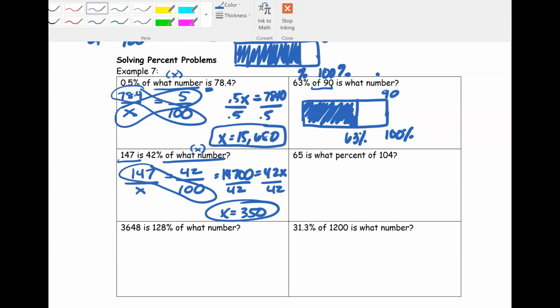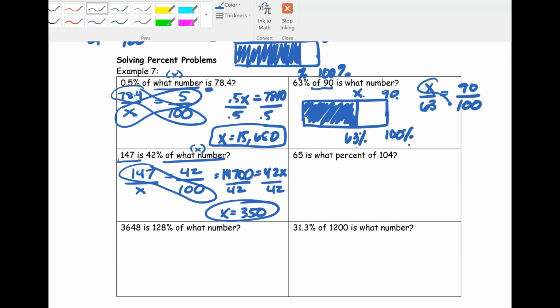And then is what number? So that's going to be my x. And then I write a proportion. I can do this many different ways. I can say x over 63 equals 90 over 100. You can also do 63 over 100 equals x over 90, and that matches up with what we did over there. That will work too. You just have to be consistent.